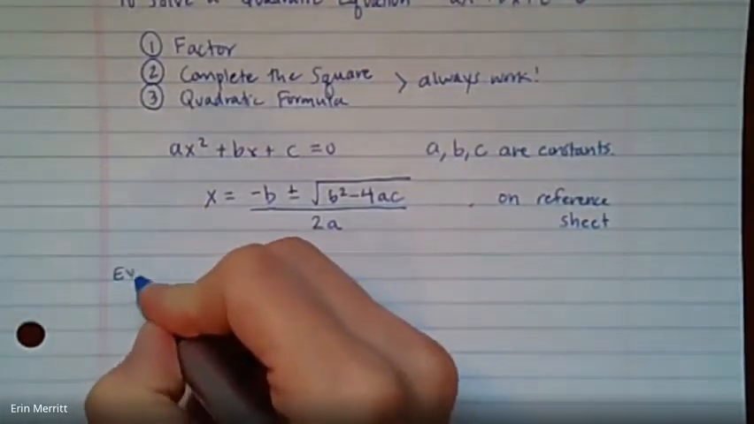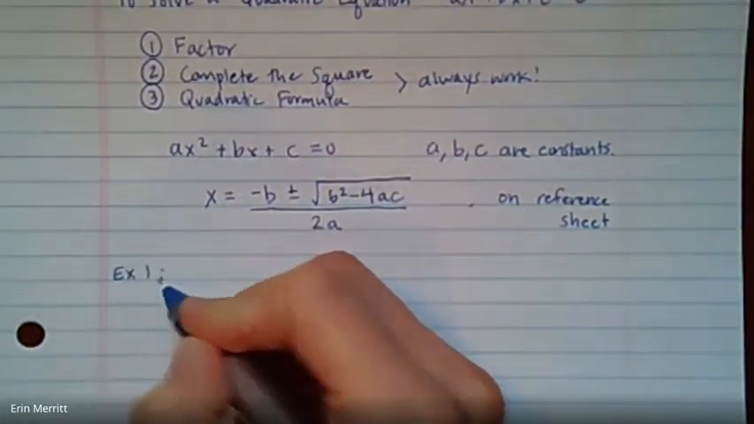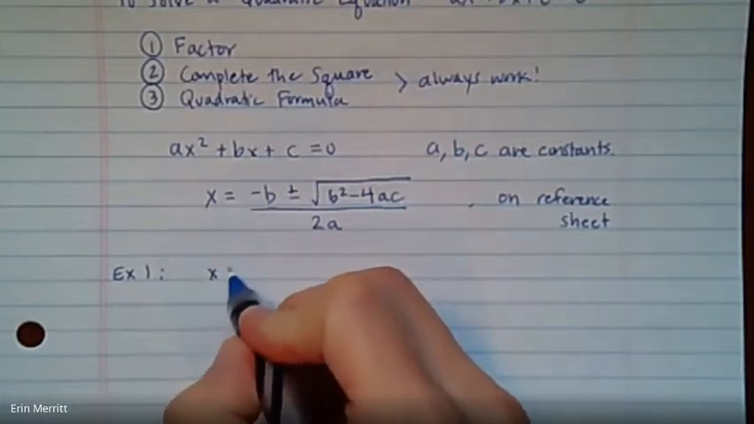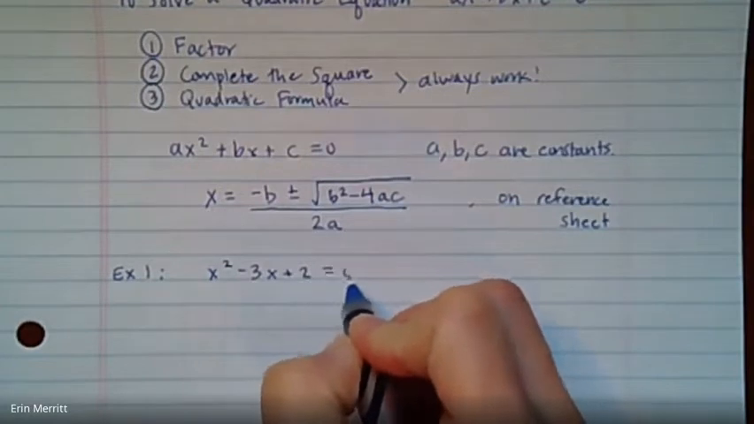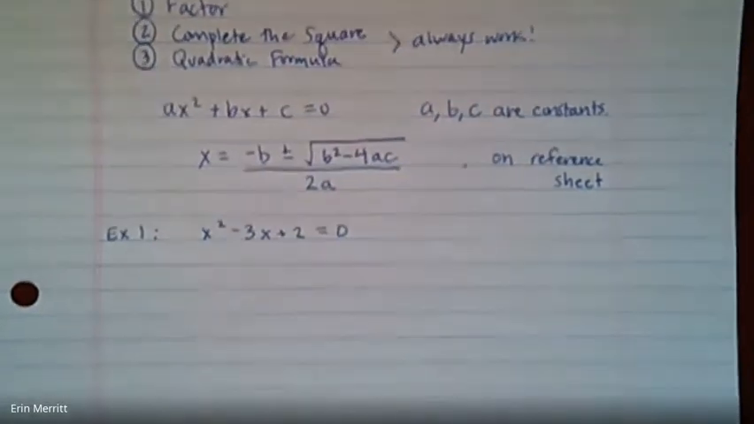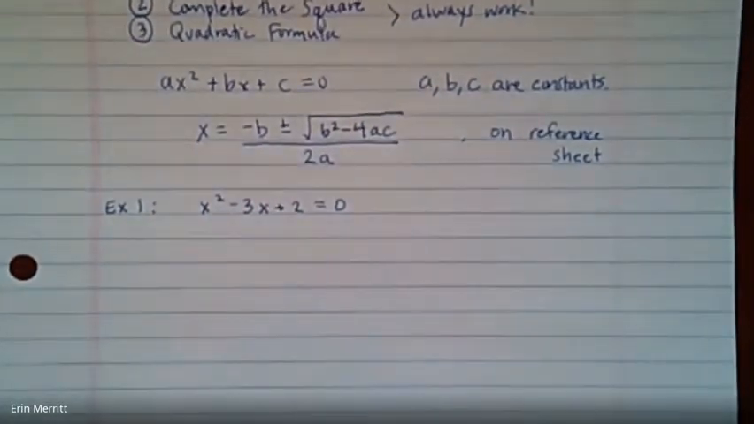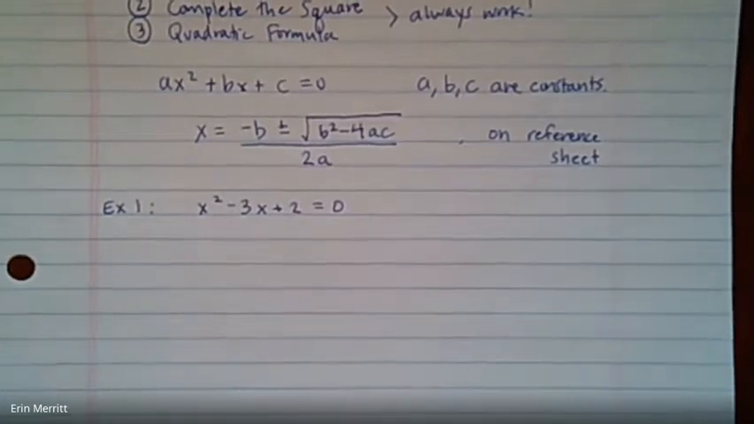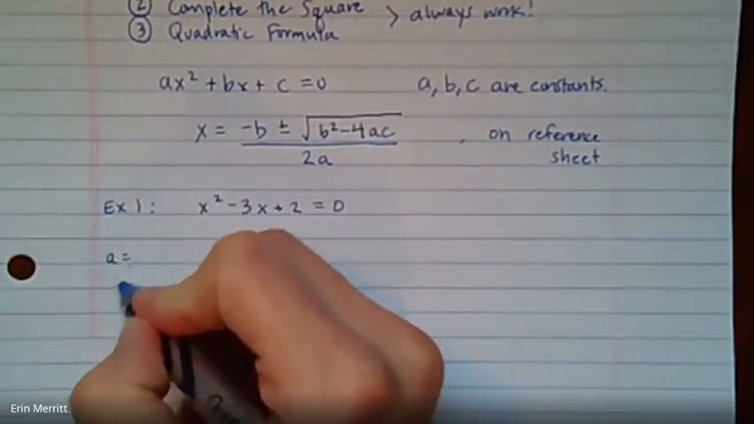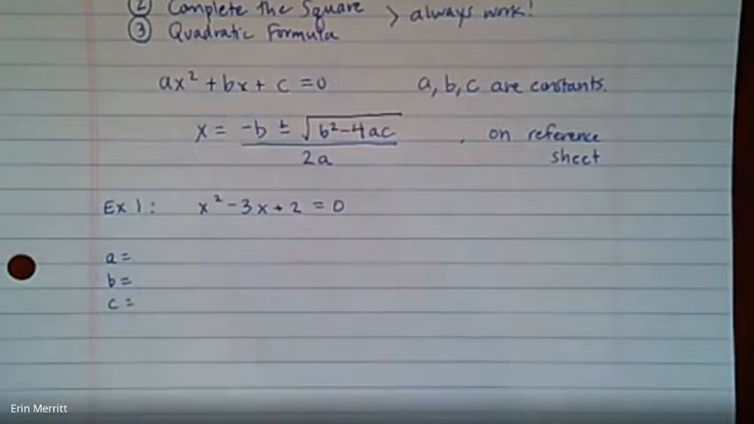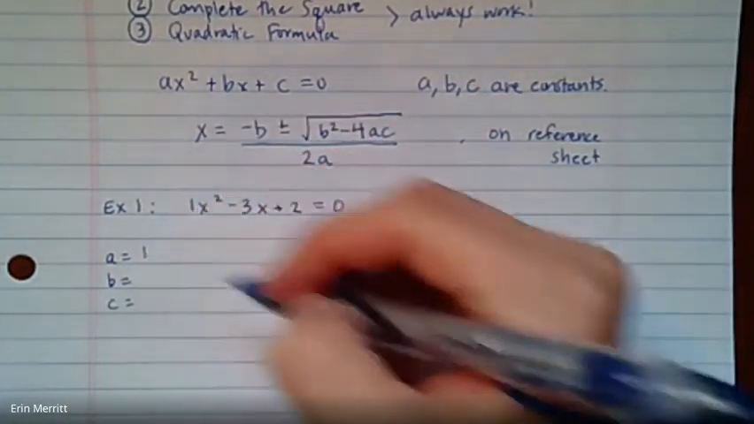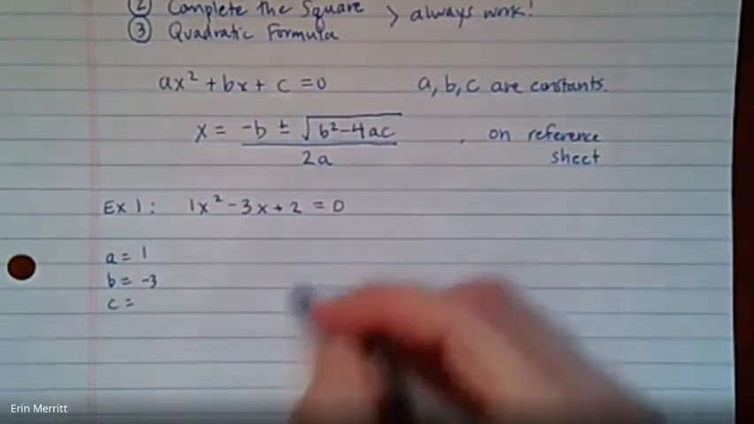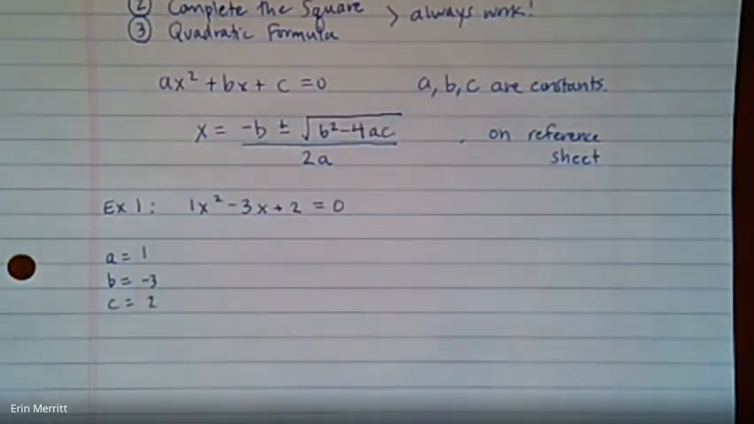For an example, we'll do example 1 here. I'm going to give you x squared minus 3x plus 2 equals 0. To do this using the quadratic formula, I would always say state what a, b, and c are off to the side. If there's no number in front of the x squared, we know that's just a 1. B would be negative 3. C is that positive 2.